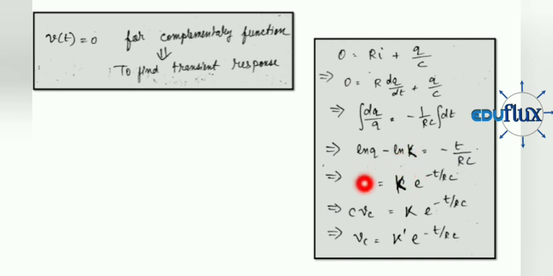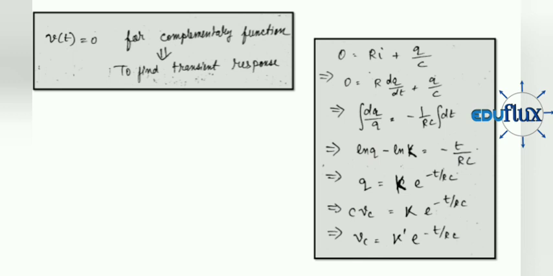See, q is equal to C into Vc. Q is equal to C into V. So charge in the capacitor will be C into Vc. Vc is the instantaneous voltage across the capacitor, and Q is the instantaneous charge on the capacitor. This is equal to K into e to the power minus t by RC.